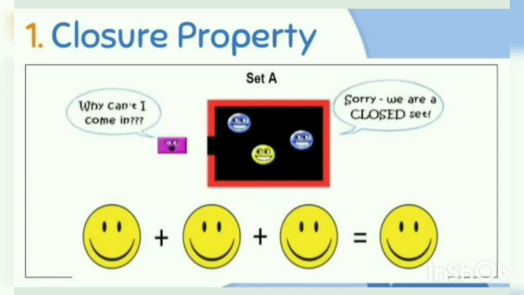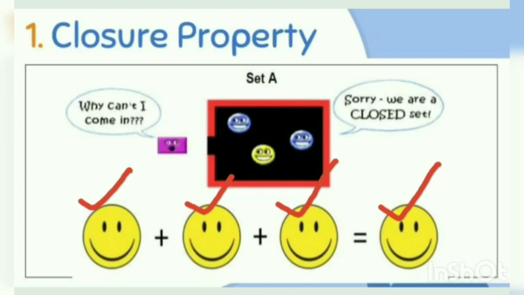Here we had added three smileys, three circles, first, second and third. After adding these three circles, what do we get? We are getting only the circle. It means the circle is following the closure property. Let us take some more examples.